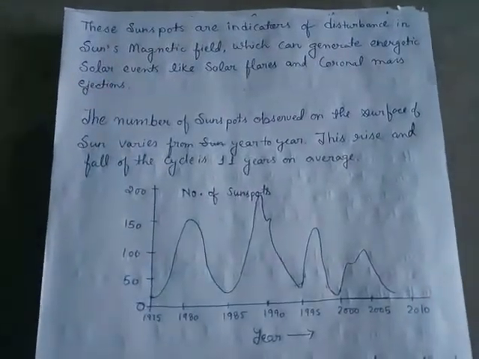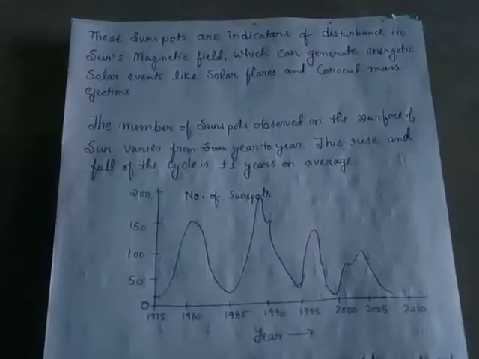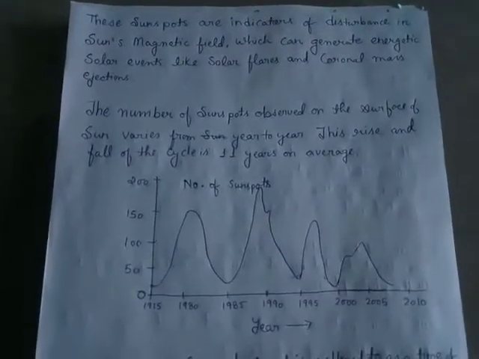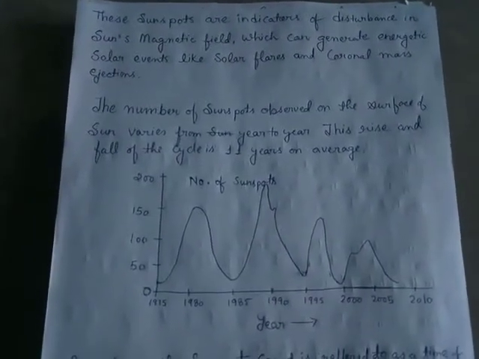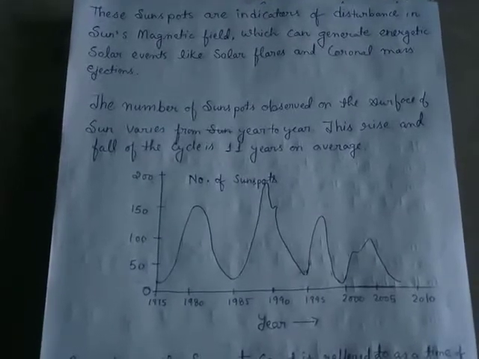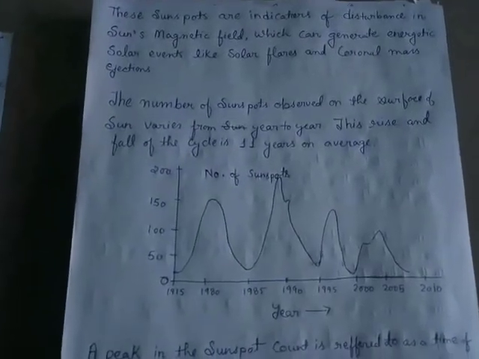The number of sunspots on the surface of Sun varies from year to year. It means they are not constant. The rise and fall of the cycle is 11 years on average. It means the cycle of sunspot is of 11 years.